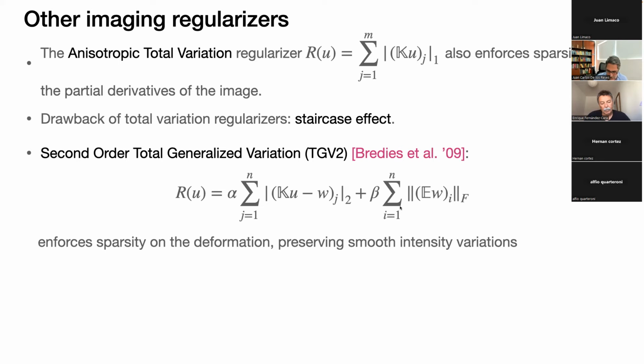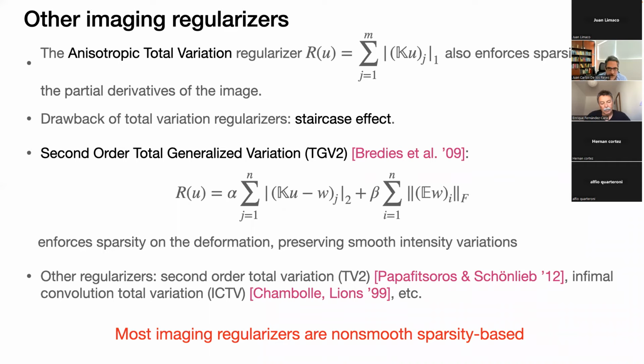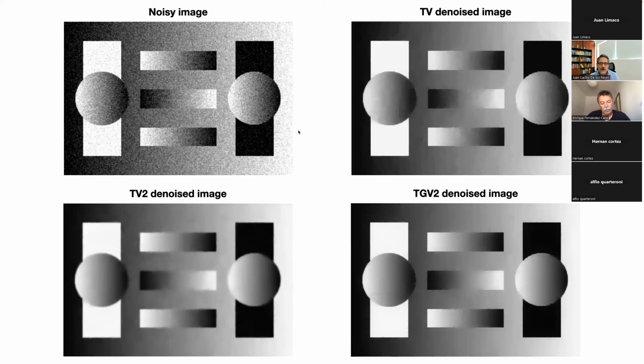But of course, based on that, you can obtain other types of regularizers for reconstructing your image, depending on the applications you have at hand. But the most important fact is that most imaging regularizers are non-smooth, they are non-differentiable, related to the absolute value of the Euclidean norm, and they enforce in some way sparsity. So differently from the linear type of inverse problems, now with this type of regularization, you have a non-smooth type of problem. This is an example of what happens with the reconstruction with different types of regularization terms.